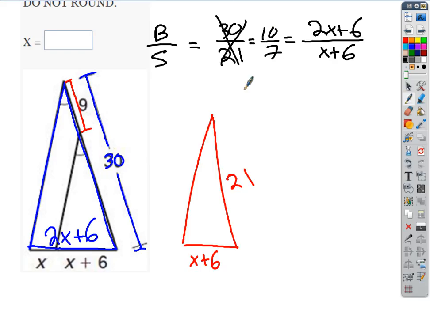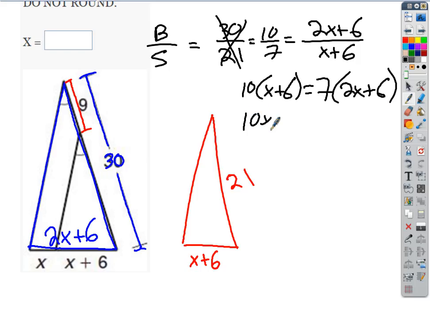And then all I'd have to do is just cross multiply and solve for x, right? So if we cross multiply, we're going to get 10 times the quantity x plus 6 equals 7 times the quantity 2x plus 6, right? Now what? Distribute. 10x plus 60 equals 14x plus 42.